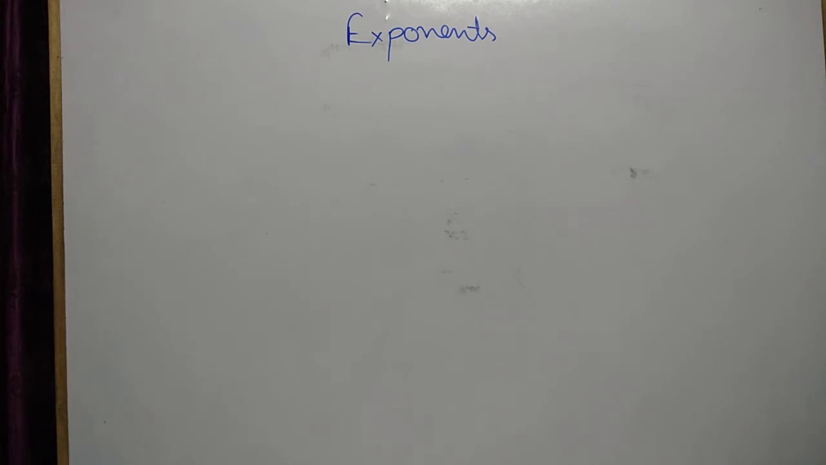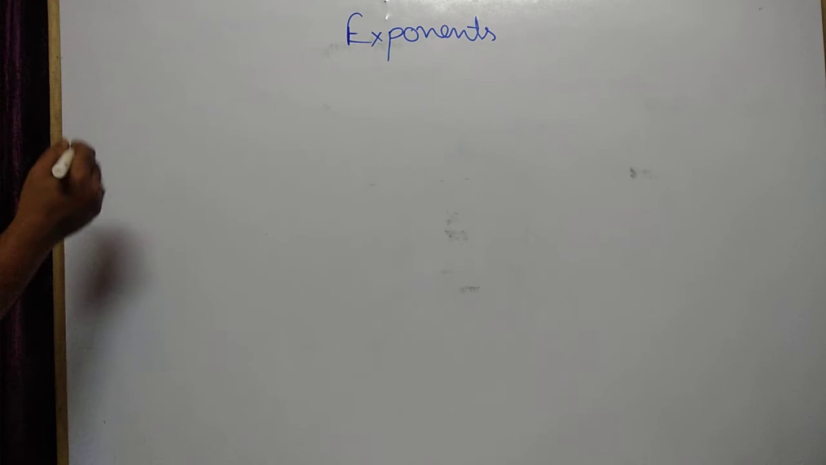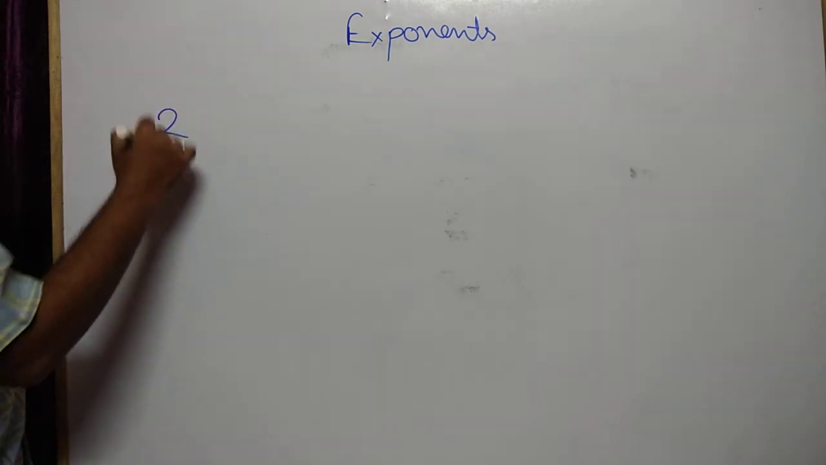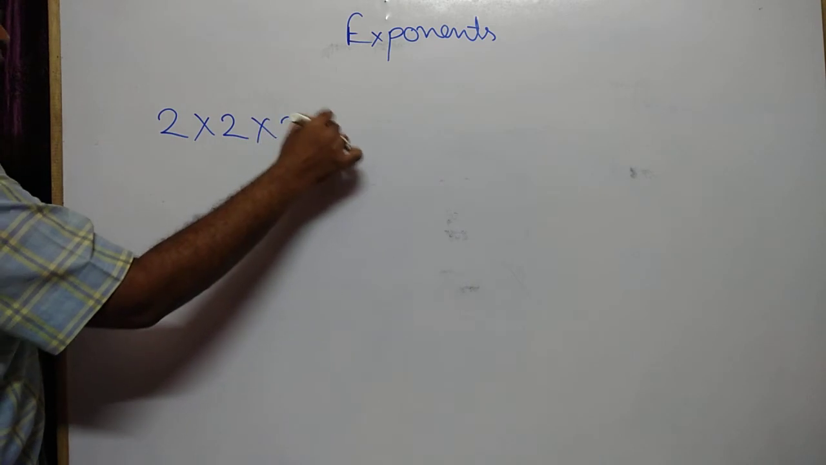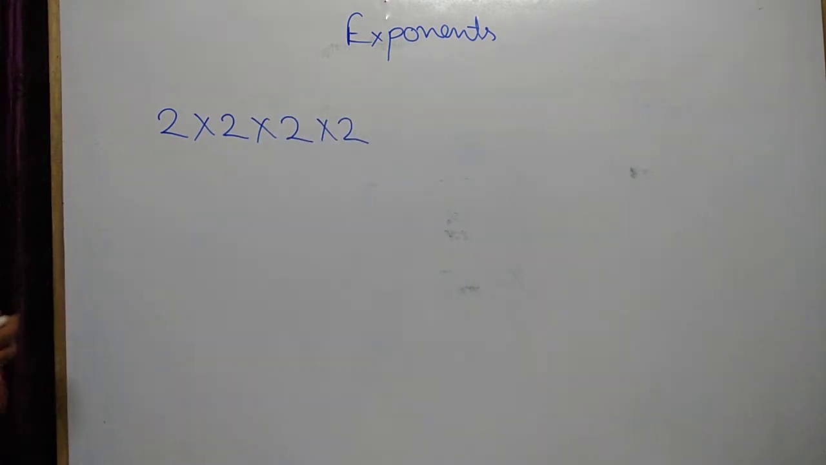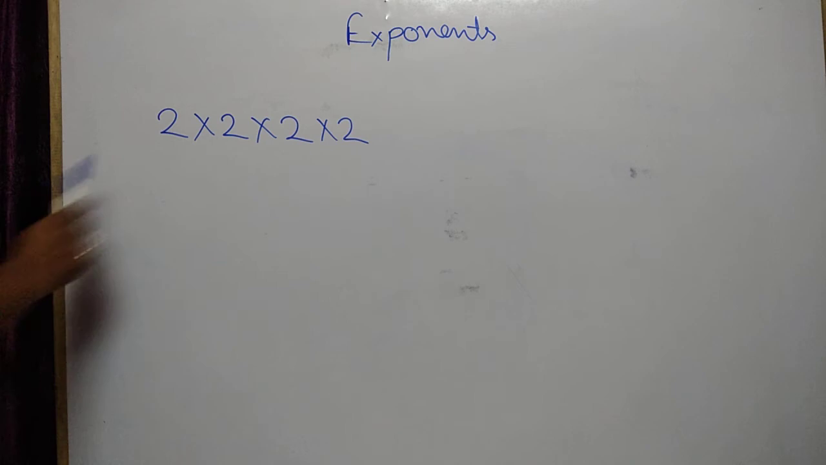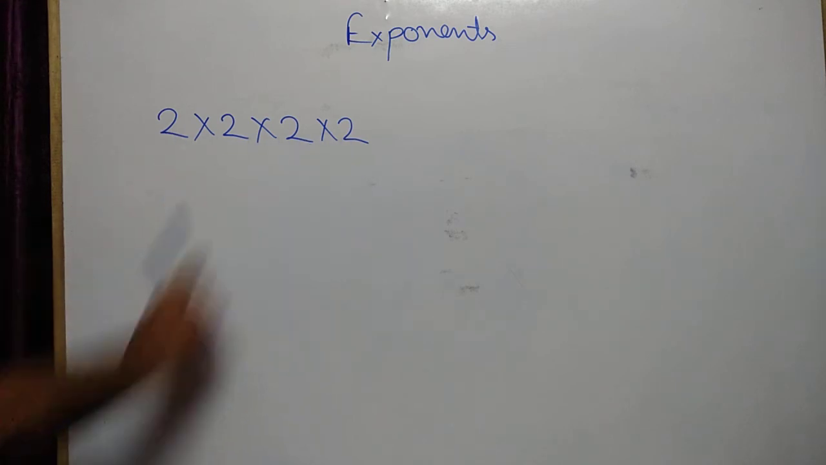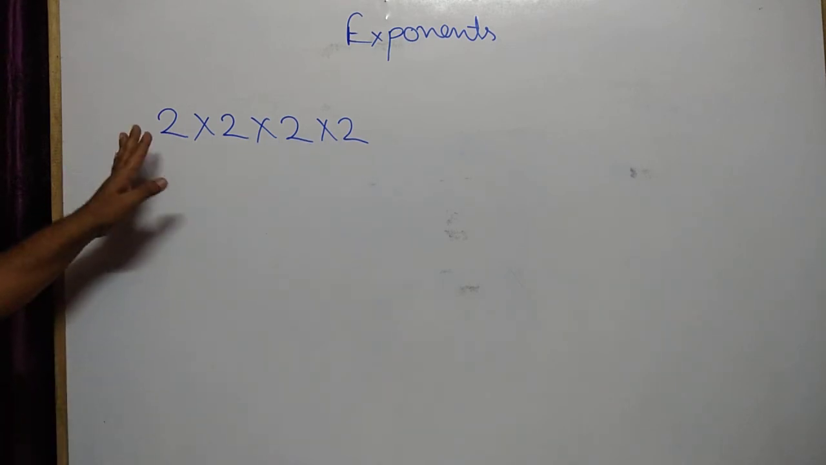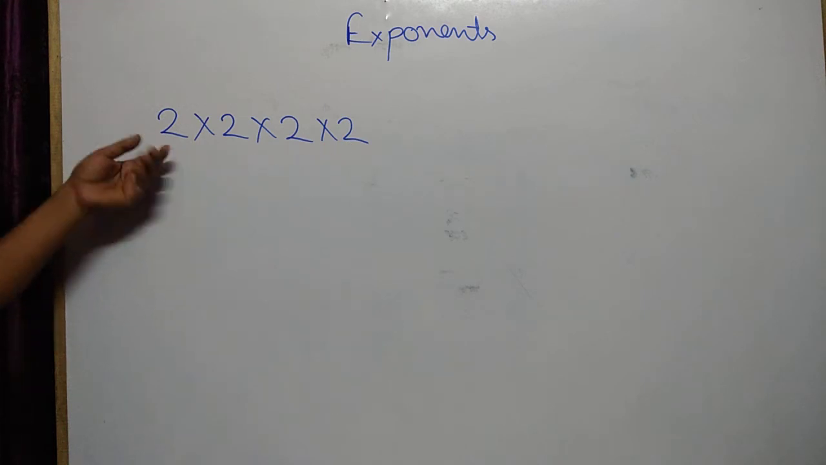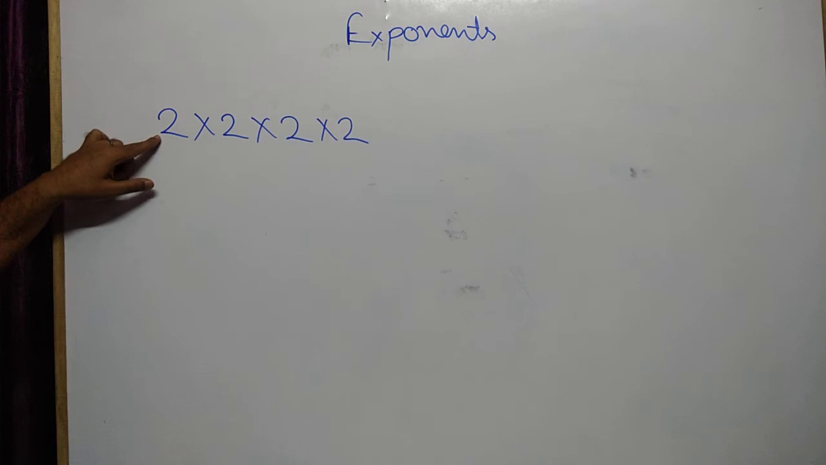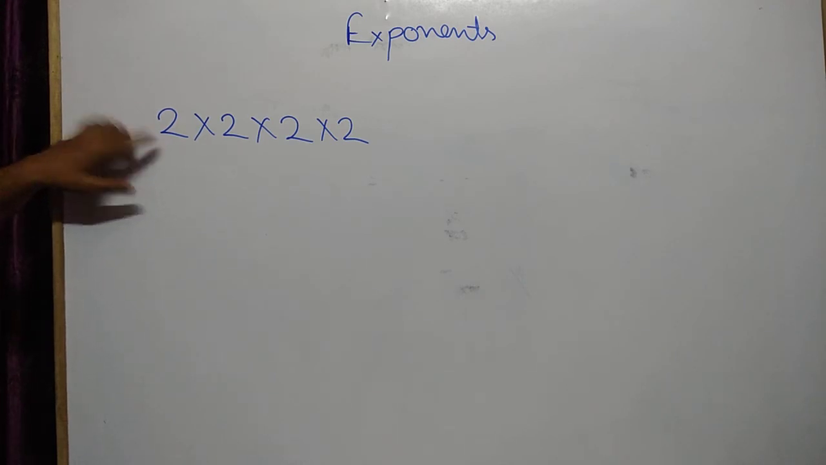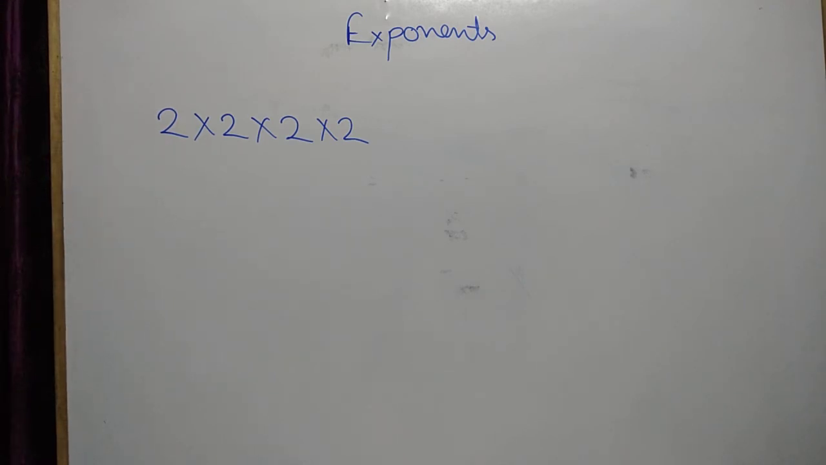What are exponents? Suppose we are writing 2 multiplied by 2 multiplied by 2 multiplied by 2, meaning the same number multiplied by itself up to 4 times. So this looks like a very large expression. To express this expression in a shorter way is known as exponent.